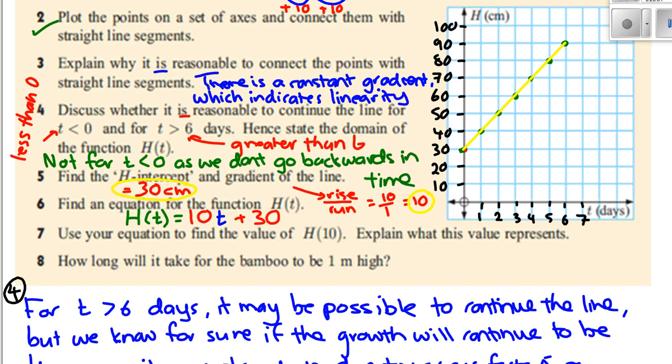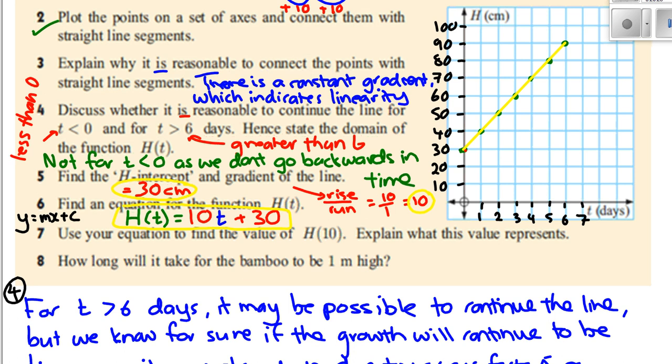So y equals mx plus c. We're basically using y equals mx plus c as our method for that. H of t, so instead of y, we say h of t, the height with respect to time, equals a gradient of 10 times the x, which is t instead, because it's time, plus 30. So that was our equation in the yellow box.